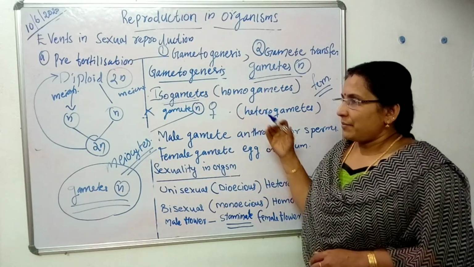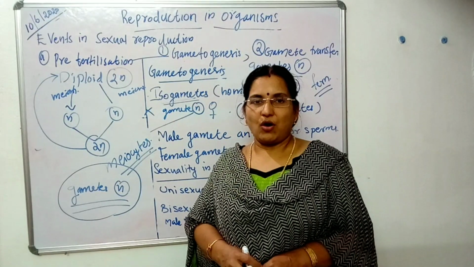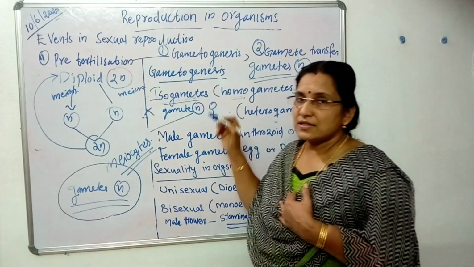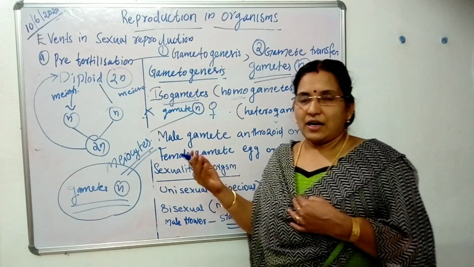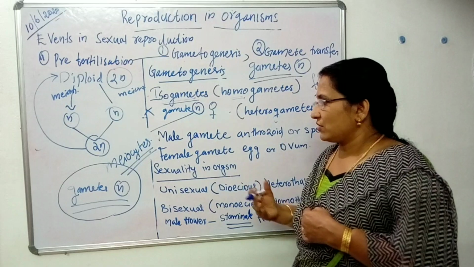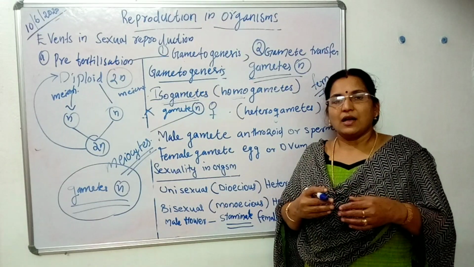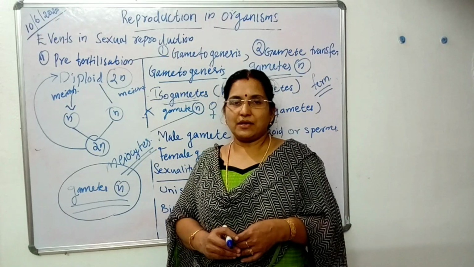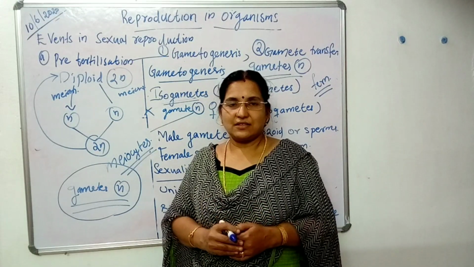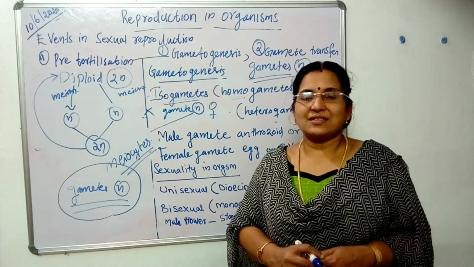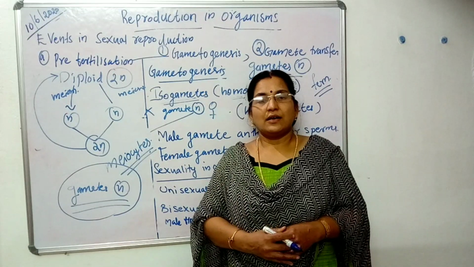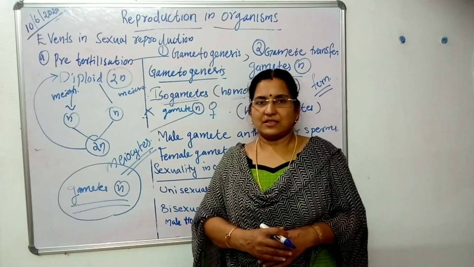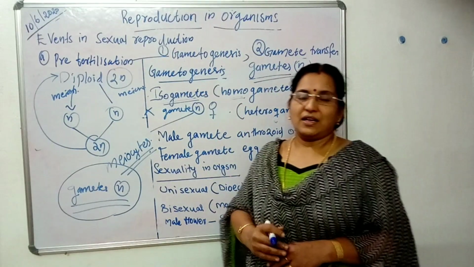There are two types of gametes based on their morphology. Isogametes or homogametes. Homo means similar. Morphologically, they are similar, male and female, unable to differentiate them. Then next, about the heterogametes. Then about the sexuality in organisms. Then what type of cell division takes place during the formation of gamete. Then what about meiocytes. Then the last content, that is the number of chromosomes present in meiocytes and also in the gamete. Then we can study about fertilization and post-fertilization events and gamete transfer in the next session.